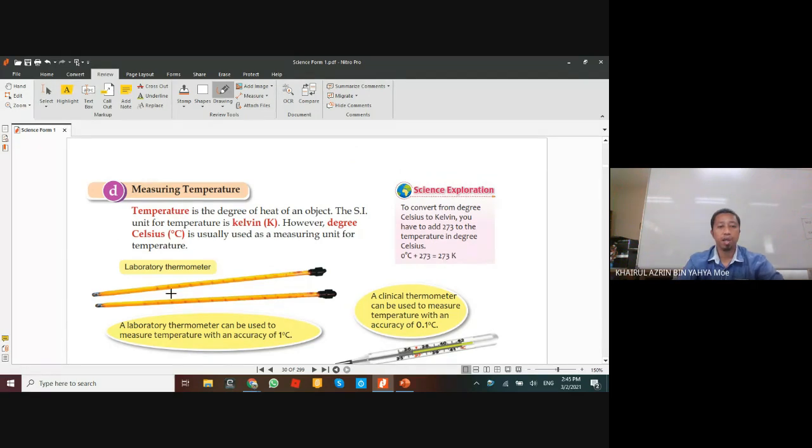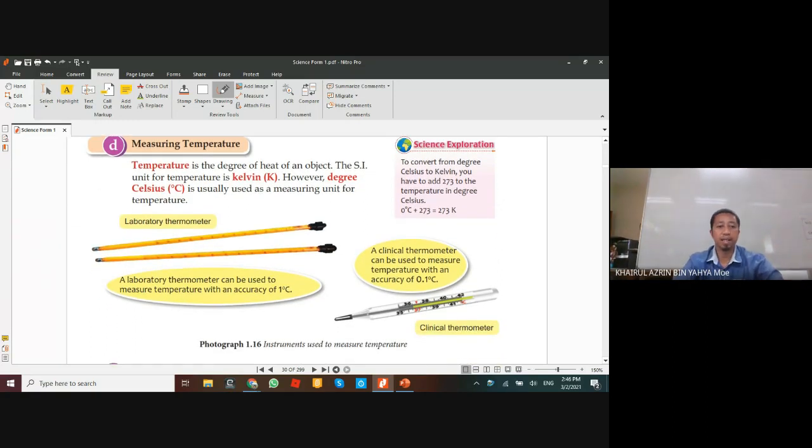Okay, so in the picture we have two types of thermometer here. This one is an analog laboratory thermometer, thermometer makmal, and this one is a clinical thermometer. This one is clinical. Okay, here let me show you. Here we have a mercury. We have.